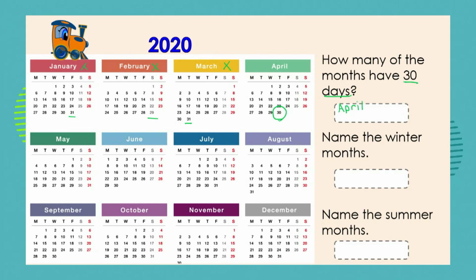The next month is May. We can see May has 31, so we will leave May out. June has 30 days, so we will write June.